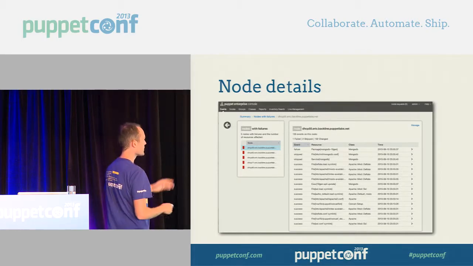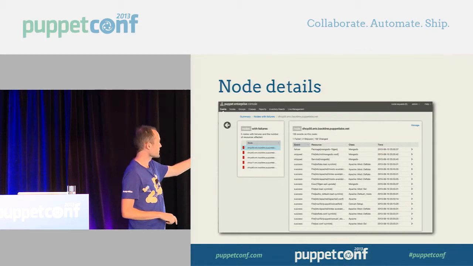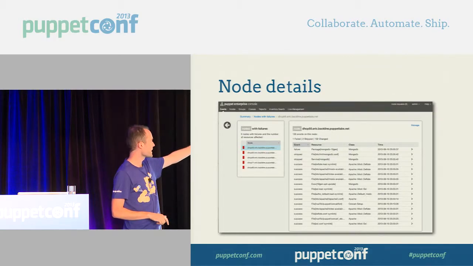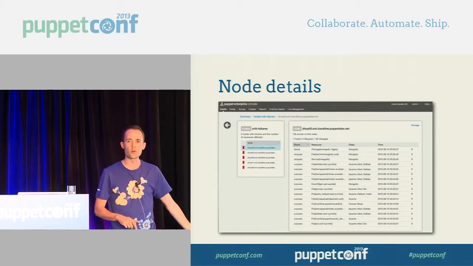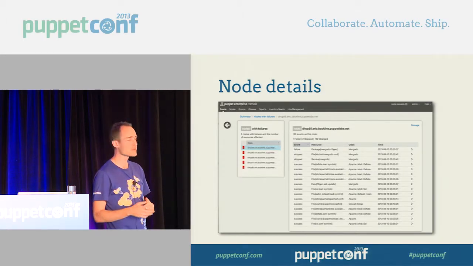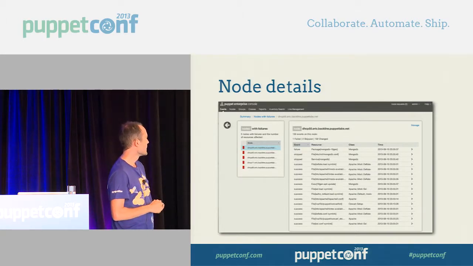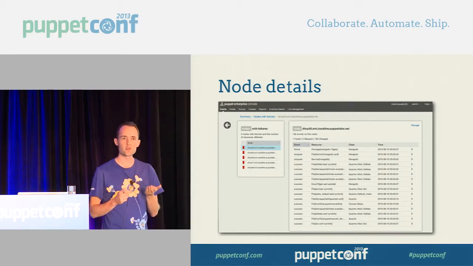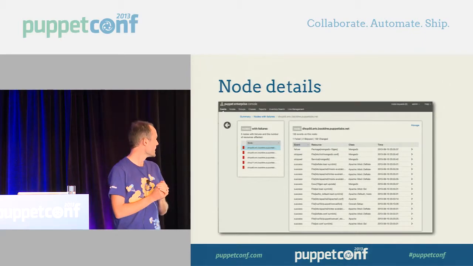So in this case, I'm actually looking at a node here, and I have a little summary of what the event counts are, and I'm looking at everything that happened on the last run report for this node. I'm looking at the event type, whether it failed, skipped, no-op, changed. I've got my resource, the class that resource came from, and the timestamp.